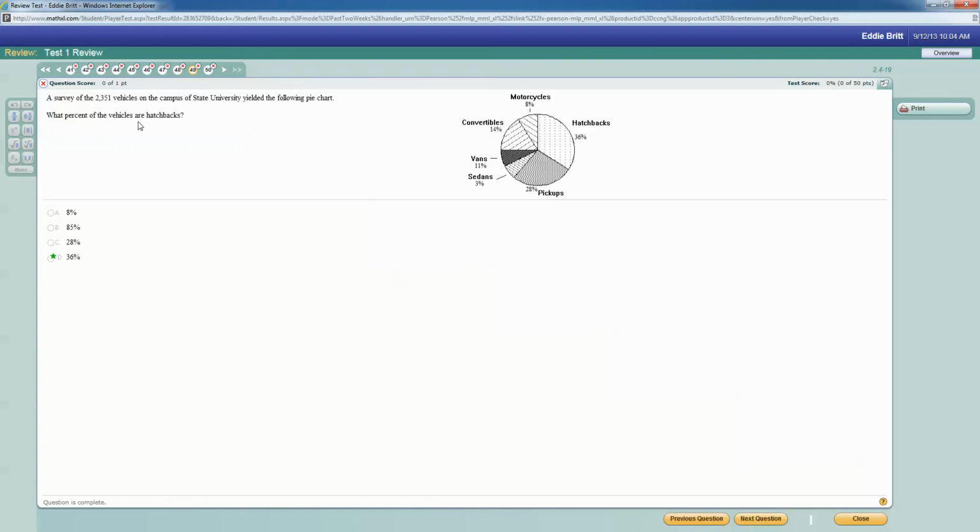What percentage of vehicles are hatchbacks? Look at the pie chart. Hatchbacks, 36%. That's the answer. Easiest problems on the test right there.